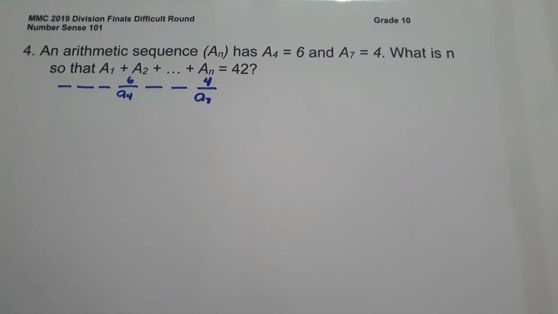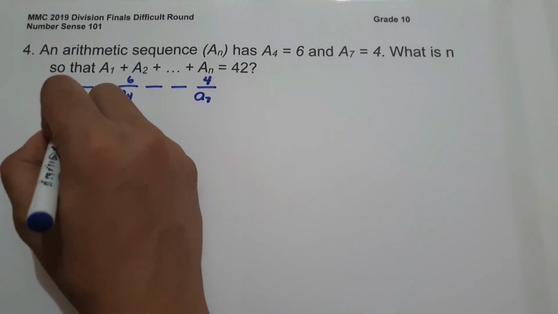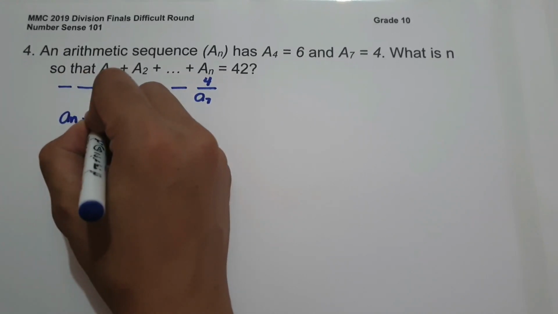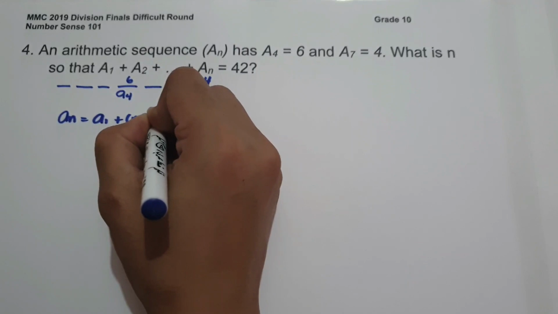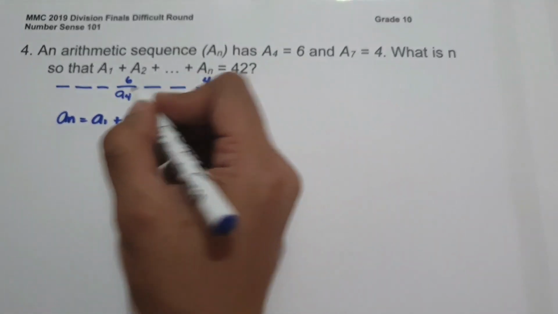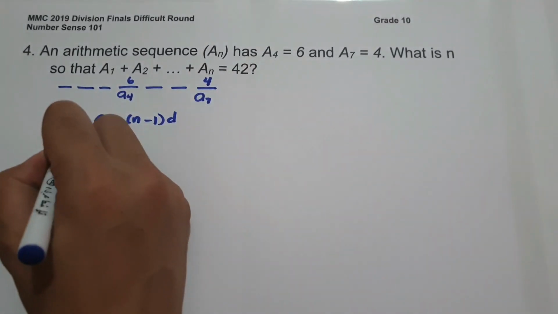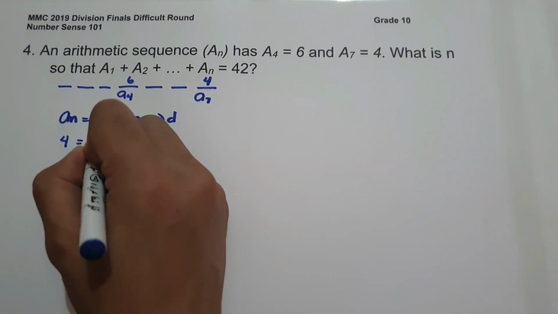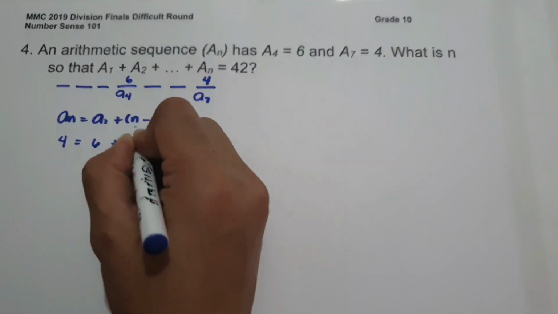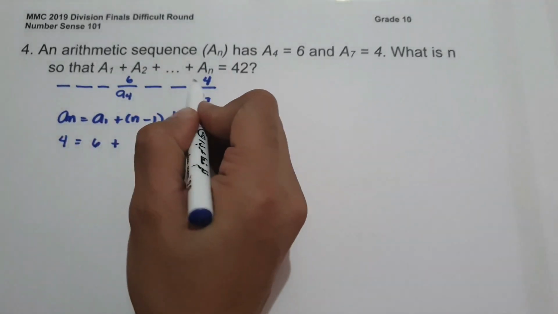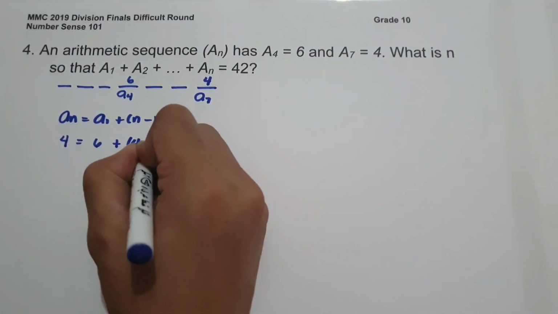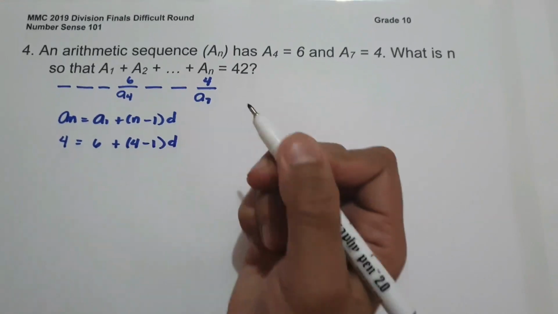So the first thing that we're going to do is to find the common difference using the formula for arithmetic sequence. And that is a sub n equals a sub 1 plus n minus 1 times d. So the last term will be 4. And then a sub 1, that is 6. And then the value of n, since we started with a sub 4, this will be 1, 2, 3, and 4. So n is 4 minus 1 times d.